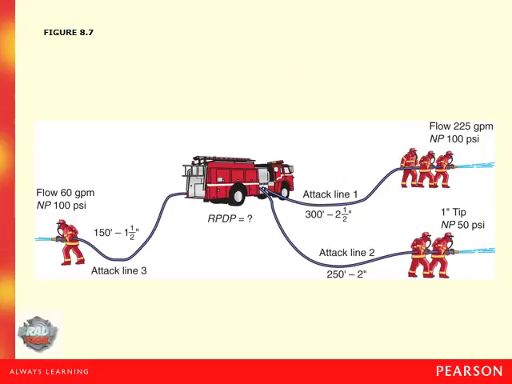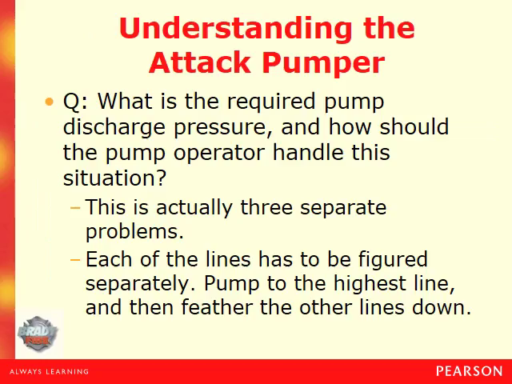So your pumping scenario looks something like this. So your question: what is the required pump discharge pressure and how should the pump operator handle this situation? So this is actually 3 separate problems. Each of the lines has to be figured separately and then of course pump to the highest line and back down the other 2 lines to the required pressure by partially closing the discharge.